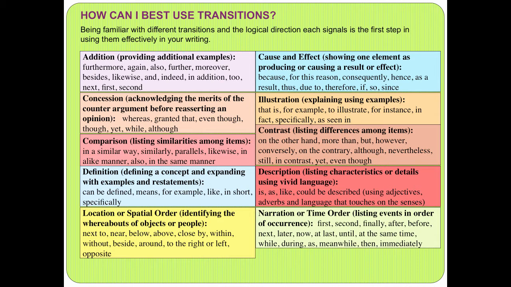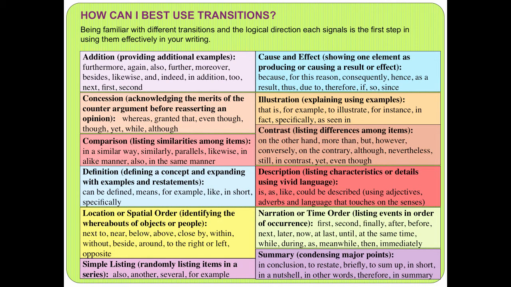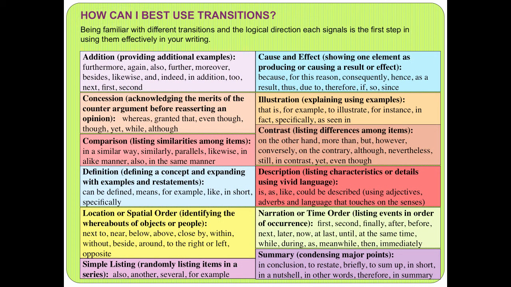Narration or time order, listing events in order of occurrence: first, second, finally. Simple listing, randomly listing items in a series: another, several, for example. Summary, condensing major points: in conclusion, to restate, to sum up.